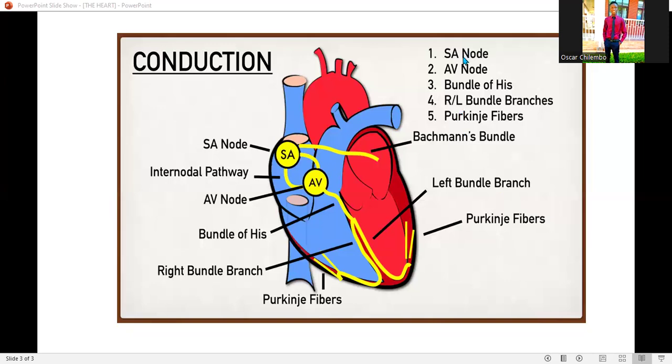In summary, the SA node generates an action potential at the rate of 60 to 100, then transmits it to the AV node using internodal pathways and to the left atrium using Bachmann's bundle. Okay, then from the AV node, it goes to the bundle of His, the right and left bundle branches. Then eventually it goes into the Purkinje fibers, causing the contraction of the ventricle.